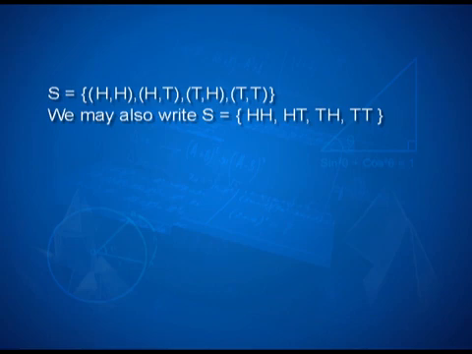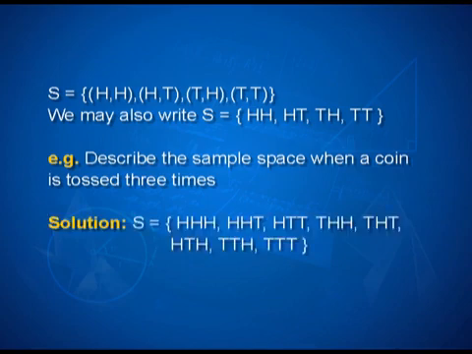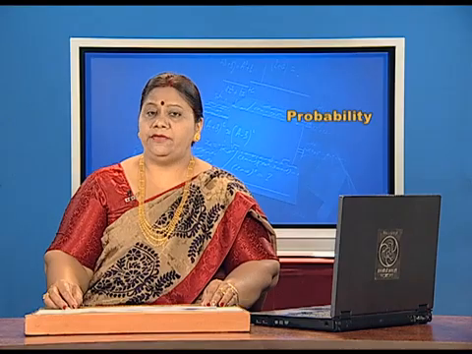Let us see another example. Describe the sample space when a coin is tossed 3 times. Here the sample space will be S = {HHH, HHT, HTT, TTT, HTH, THT, TTH, THH}, where H stands for head and T stands for tail.